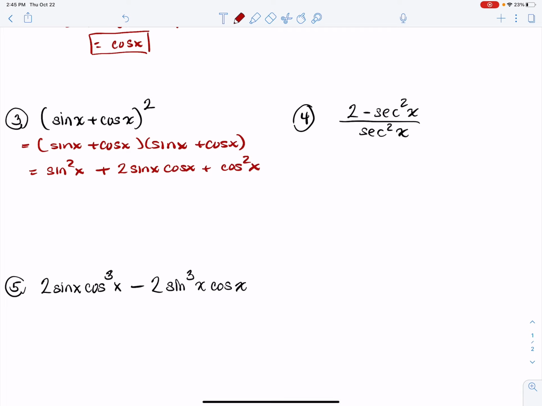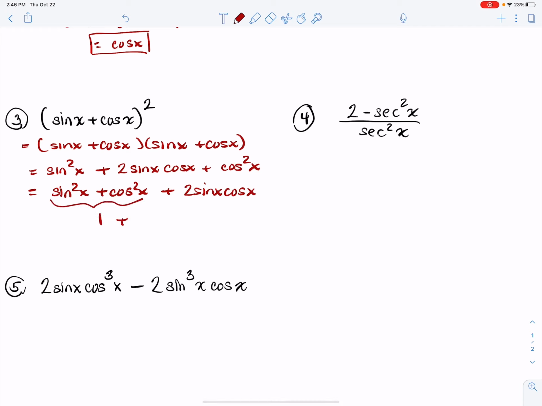Now, not quite done, because now notice some things look familiar here. I'm going to regroup here and put the sine squared x and the cosine squared x together. So I'm going to write it like so. And then notice this is just 1. And then this is the identity for sine of 2x. And that is as good as that one's going to get. So that's the answer to that one. Okay, almost there. Number 4.